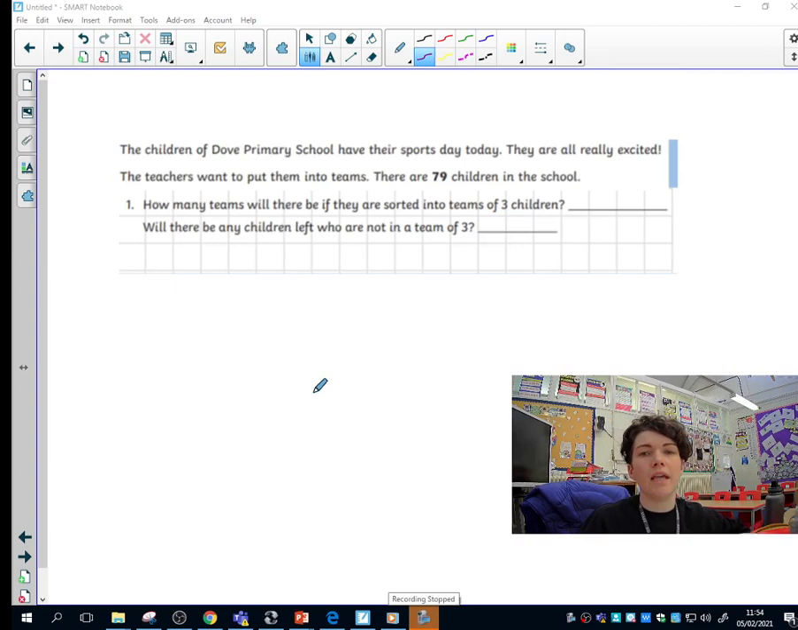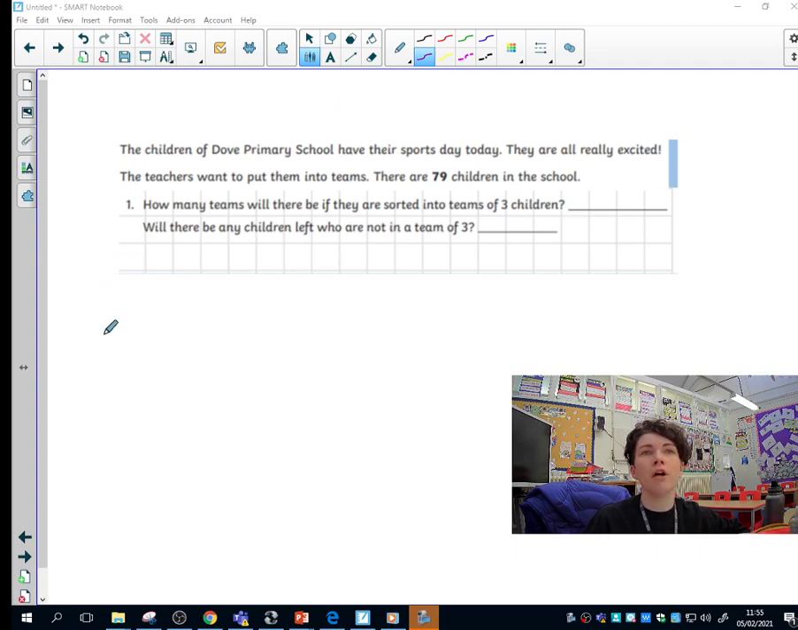Now sometimes in a word problem you will have a remainder left over, okay? Just like I demonstrated in the short division bus stop method just a moment ago, you'll have a remainder, so too could you have that in a word problem. So let's have a little look at this question and have a go at working it out.